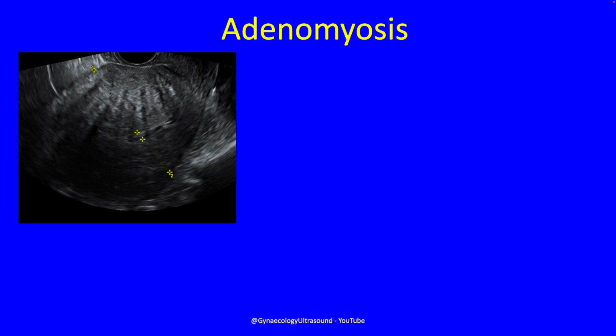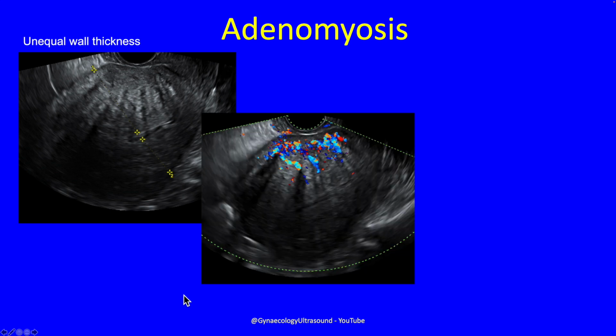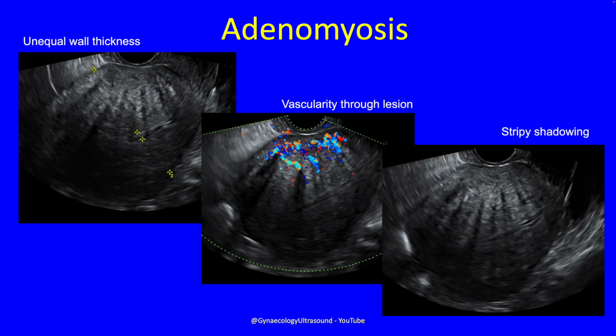This is another example where we've got a very thick anterior wall and a thinner posterior wall. It's usually the other way around, but it can be that way. Other features are this, where you've got the adenomyosis, this translesional vascularity, the opposite to what a fibroid does, where it goes around the edges. The vascularity goes through the lesion. And then the stripy shadowing from all these little cysts that let more sound through, and next to the cyst you get the shadowing of the myometrium, so you end up with this sort of Luxaflex effect.